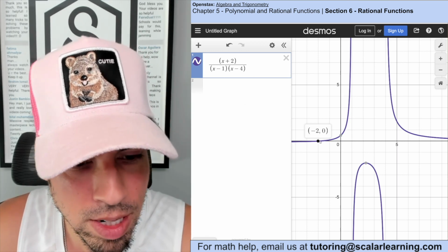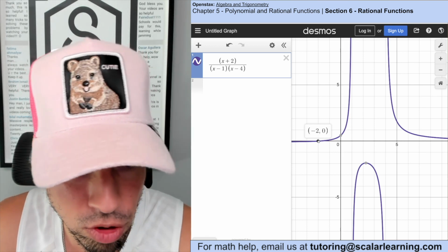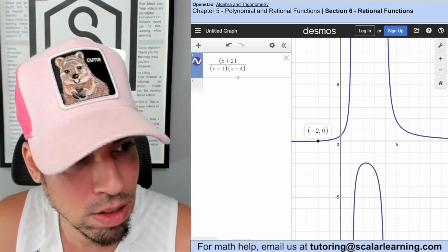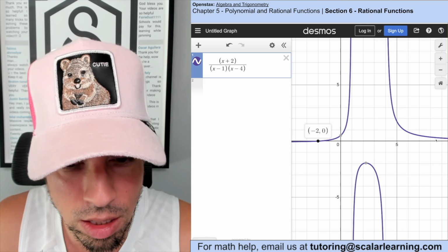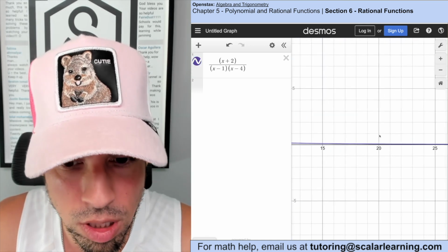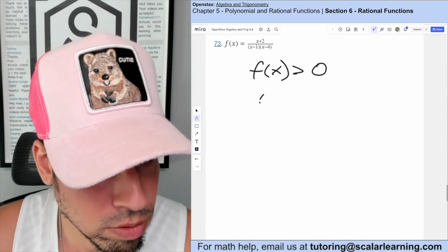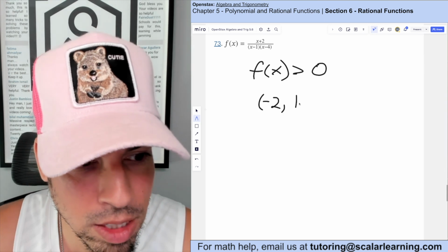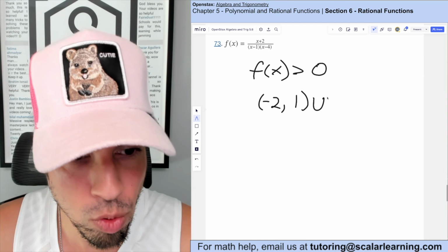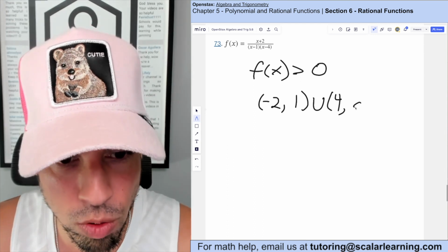So I'd say everything from -2 up to 1, not including 1 and not including -2, because we're trying to be greater than 0. Then we pick it up again on the other side of this vertical asymptote at 4, and that continues forever because it doesn't look like it ever crosses that horizontal asymptote, so it's always going to be positive for the remainder. To summarize, we're going from -2 up to 1, not including it because that's a vertical asymptote. Then we join it with everything starting at 4, but not including 4 again because that's another vertical asymptote, going out to infinity.